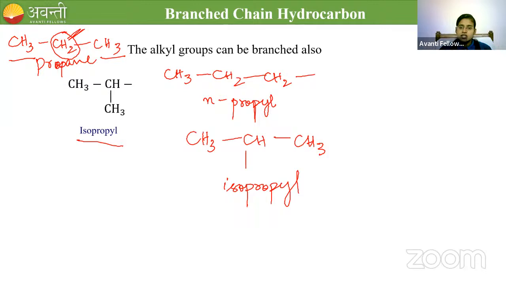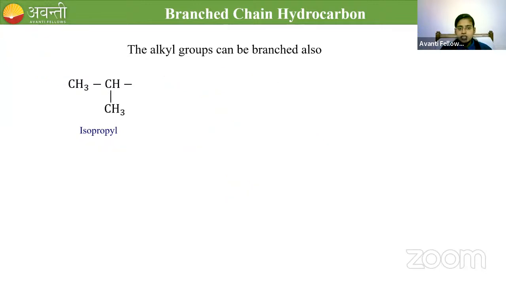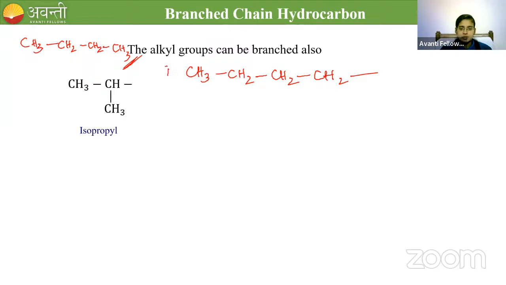Okay. So in butane, how many carbons do we have? 4 carbons, right? The formula for butane is CH3, CH2, CH2 and CH3. Here I can take 4 alkyl groups. The first alkyl group is the removal of the end hydrogen, the terminal hydrogen. So remove that hydrogen, and you have CH3, CH2, CH2, CH2 bond. This is the first alkyl group, which is called N-butyl. N means normal.